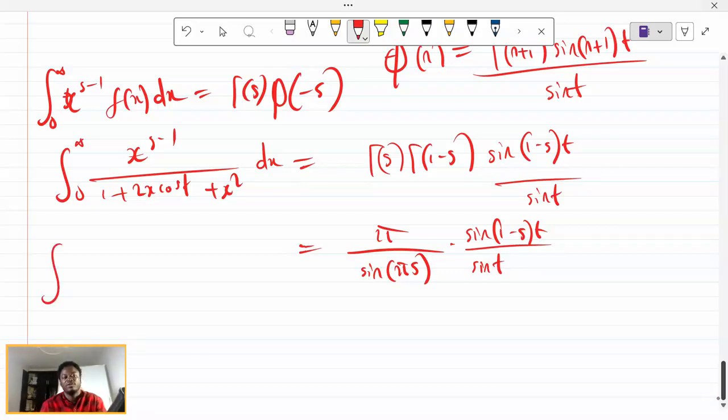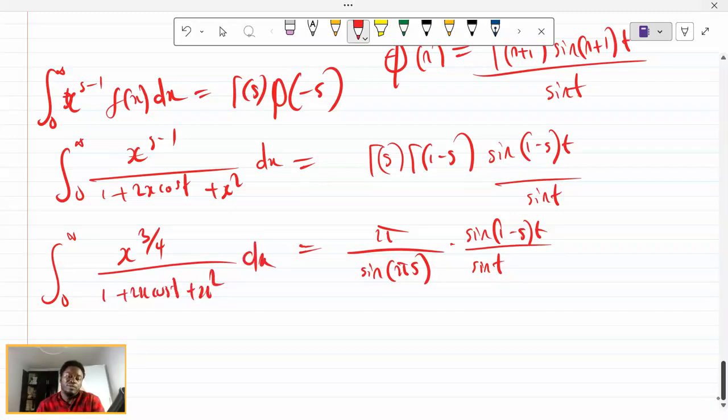Of course, it depends on the value of s. It doesn't matter if they give you the integral from 0 to infinity of, let's say, x to the power of 3 over 4 over 1 plus 2x cos t plus x squared dx. You can always put the value of t here and simplify. Sometimes it may involve logarithms where you need to take a derivative of it. In that case, it is much more preferable to use Bernoulli polynomials.